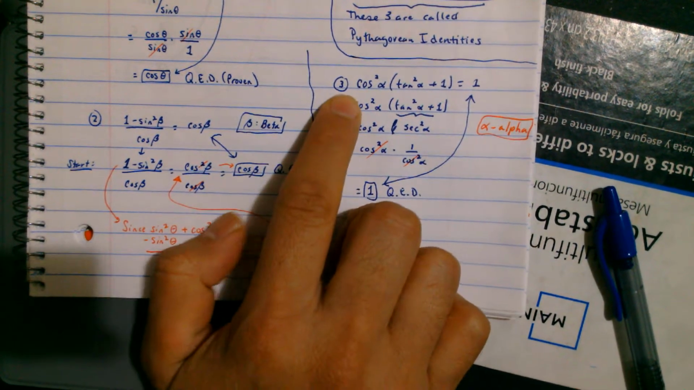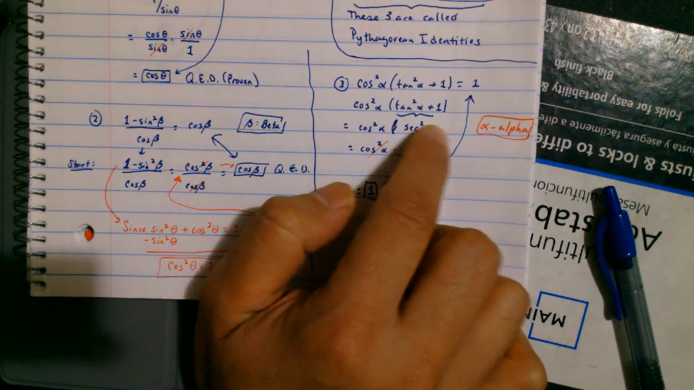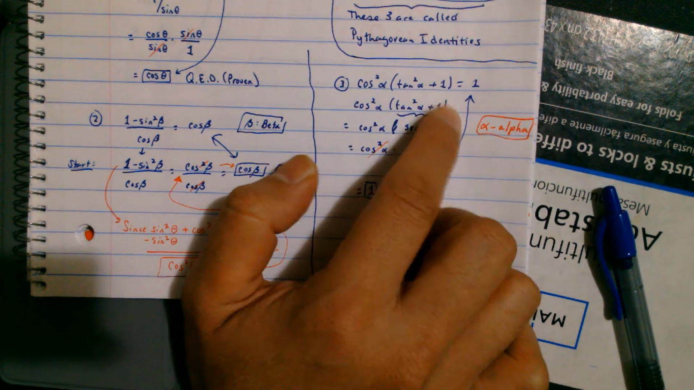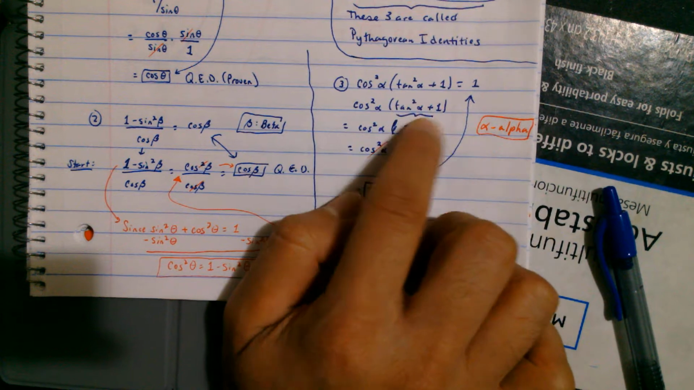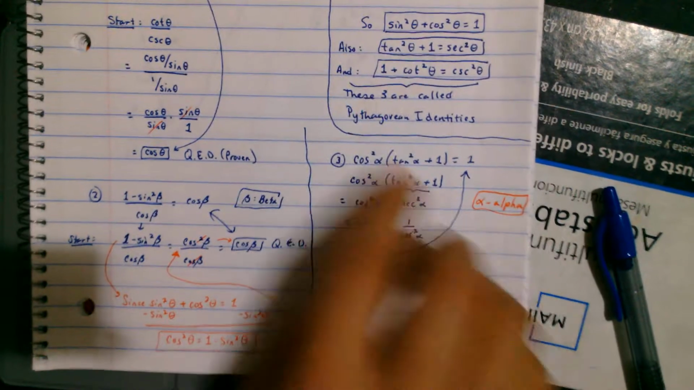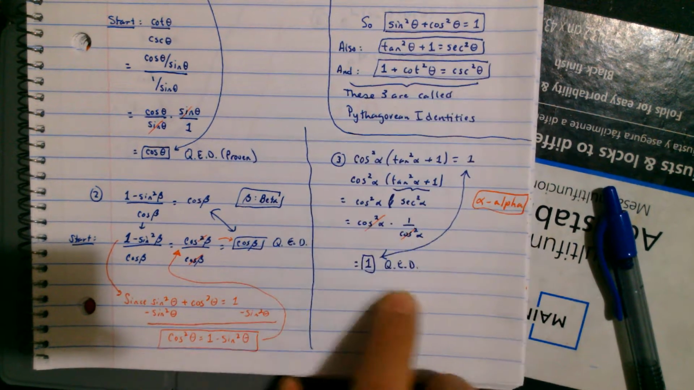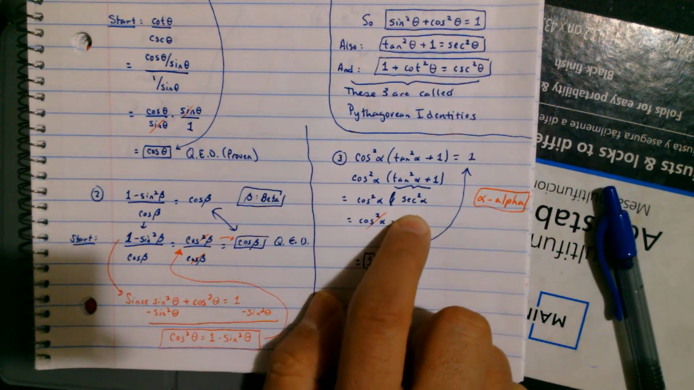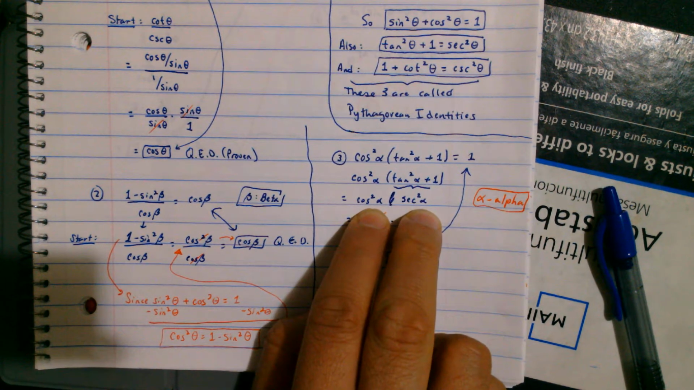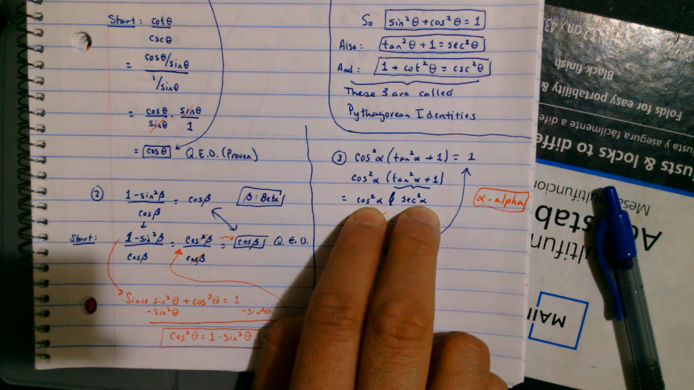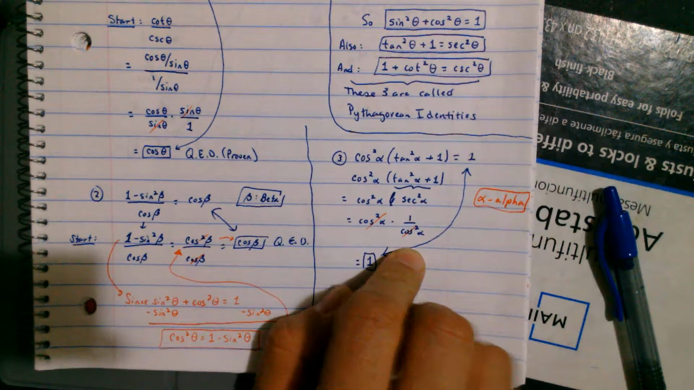The next one: cosine squared alpha times tangent squared alpha plus 1. I start with the left-hand side by itself. Before I multiply by cosine squared, I'm going to take tangent squared plus 1, and say, hey, look, it's an identity. Tangent squared plus 1 is secant squared. So I change tangent squared alpha plus 1 into secant squared alpha. Secant squared alpha times cosine squared alpha. Secant is 1 over cosine, so secant squared is 1 over cosine squared.